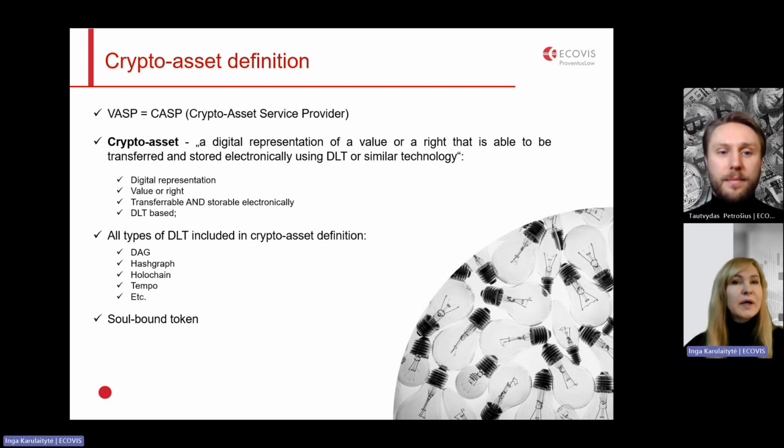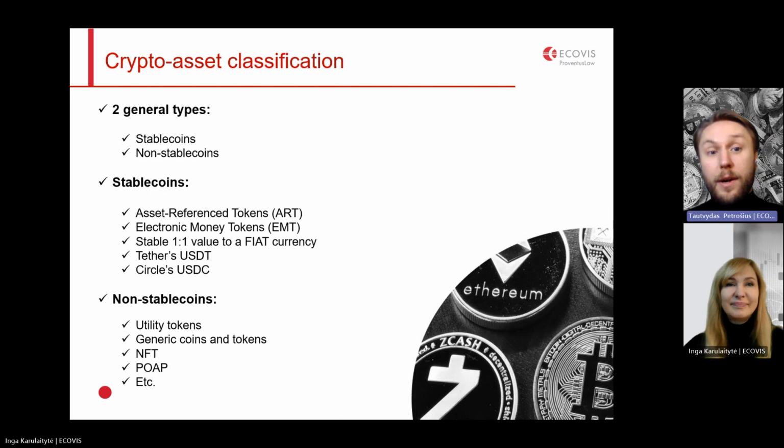Great. Now that we understand the definition, it is time to discuss the types of crypto assets it encompasses so that we could have a better picture of the regulation boundaries. Right. So in very basic terms, the MiCA regulation categorizes crypto assets into two principal groups. These are stablecoins and non-stable coins. Stablecoins are crypto assets that maintain a stable one-to-one value in reference to a fiat currency. So an example of a stablecoin would be Tether's USDT or Circle's USDC coins.